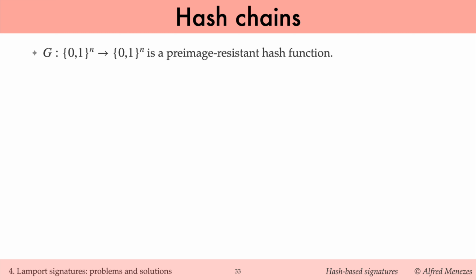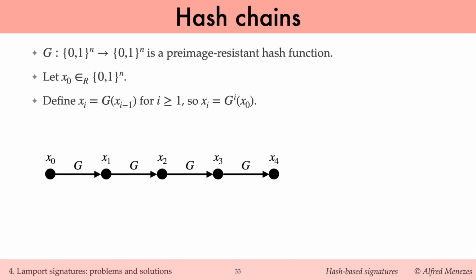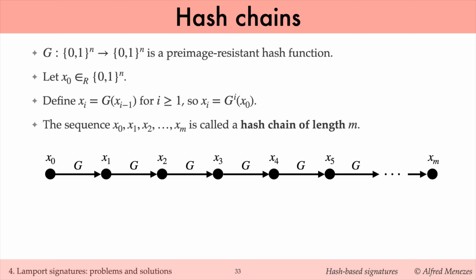Let G be a pre-image resistant function, and let X0 be a randomly chosen n-bit string. Define a sequence of n-bit strings as follows. X0 is the starting value. For each i at least 1, Xi is computed by applying G to the previous term Xi minus 1. Such a sequence X0, X1 up to Xm is called a hash chain of length m.